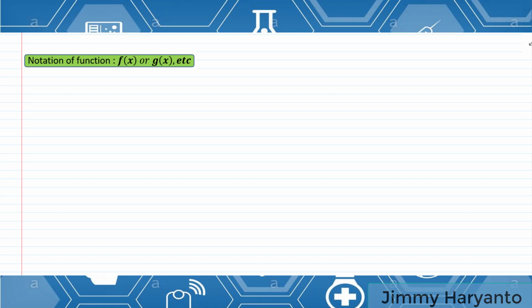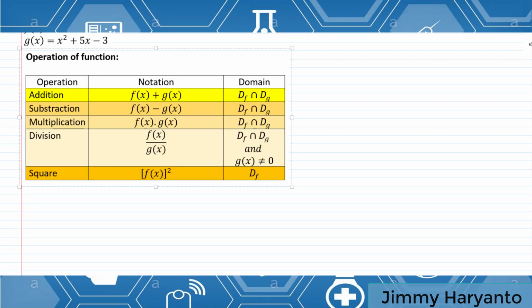The notation of function is usually f(x) or g(x) or maybe h(x) and so on. Next example, f(x) equals 2x plus 5 and then g(x) equals x squared plus 5x minus 3. That is the notation. Next, the operation of function. First is addition, f(x) plus g(x). The second is subtraction, multiplication, division, and square, or maybe cube, and so on.